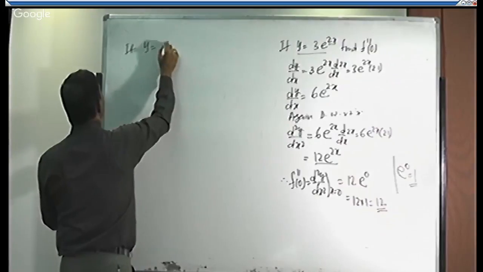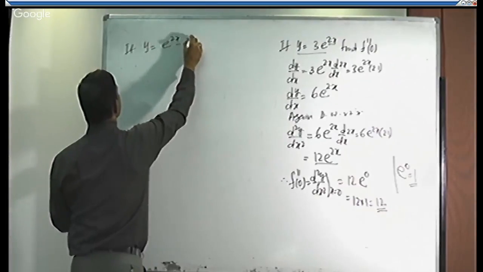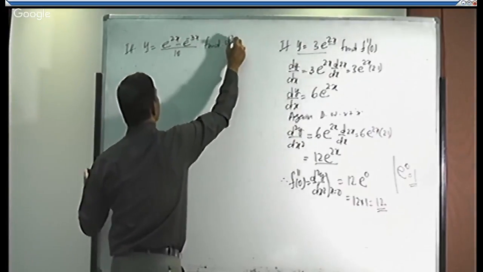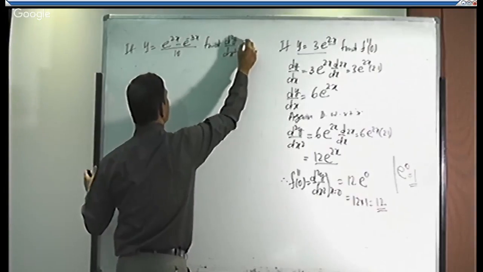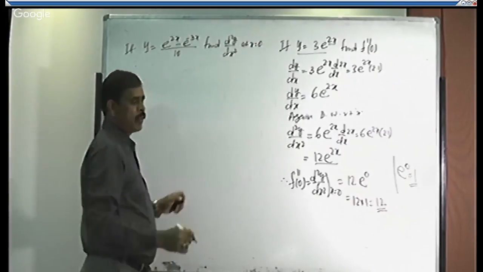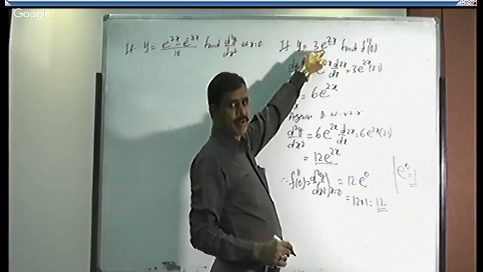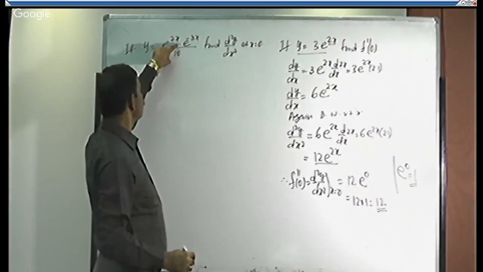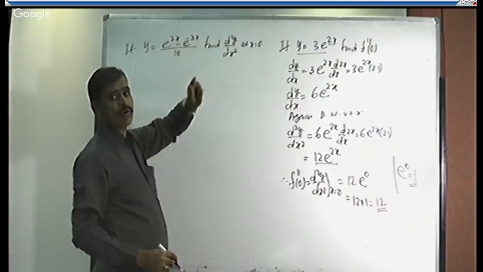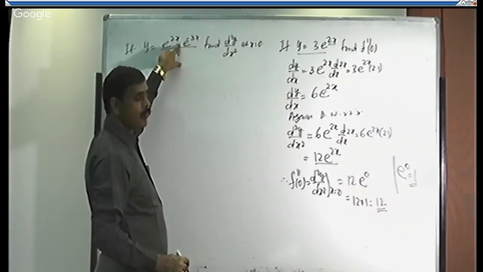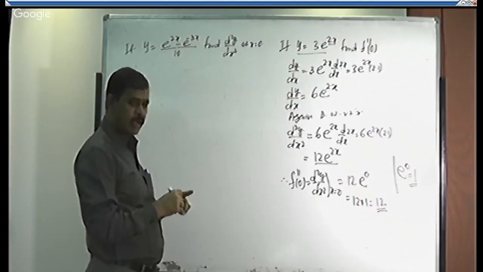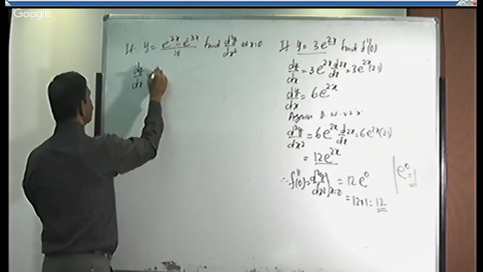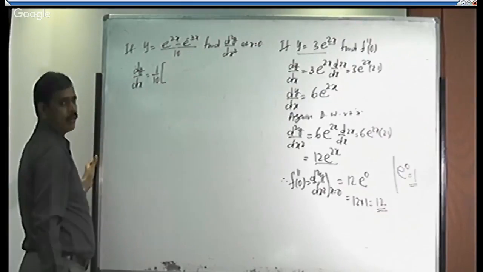If y is equal to (e to the power of 2x minus e to the power of minus 3x) divided by 10, find d square y divided by dx square at x is equal to 0. Here we have exponential functions, e to the power of 2x minus e to the power of minus 3x, two exponential terms connected by minus and divided by a number. The number is a constant. While differentiating dy by dx, keep the constant as it is. I will take 1 by 10.